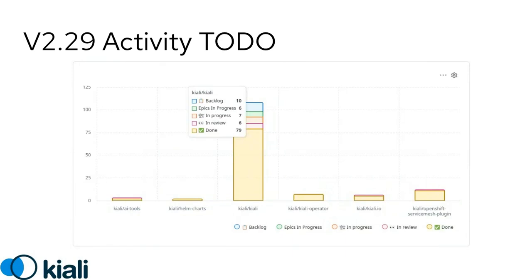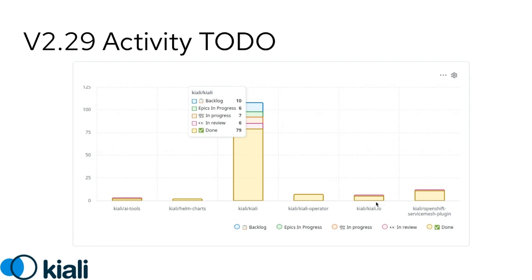Let's get into it. As usual, you can see the work that we did during the sprint. We handled a whole bunch of issues and PRs, almost 80 this sprint across the variety of repos. I'll point out that there's a new repo over here, Kiali AI Tools, where we're starting to accumulate the stuff that we're doing around agentic software development. It's kind of interesting if you want to check it out.